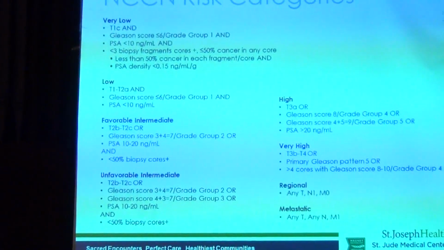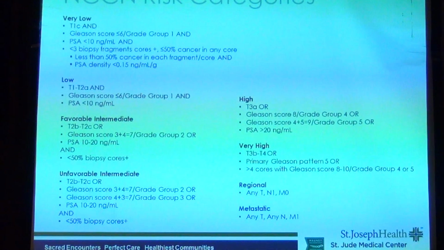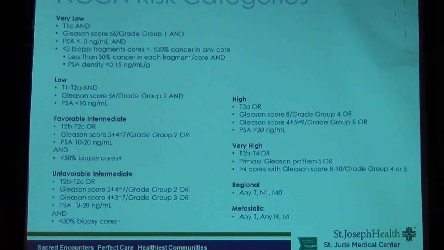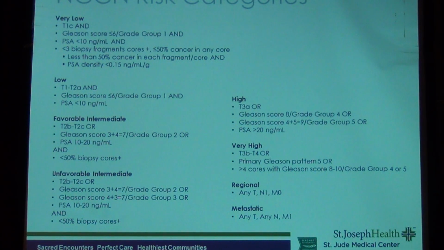And again, it's these risk categories that are made up of three components really. Okay, the patient's stage, what is felt on examination, their Gleason score, which is what you see on a pathology specimen, as well as the PSA. And everybody's familiar with PSA. But PSA is not the only factor in determining should a patient have treatment and what kind of treatment they should have, but it does play an important role in helping decide where to go.